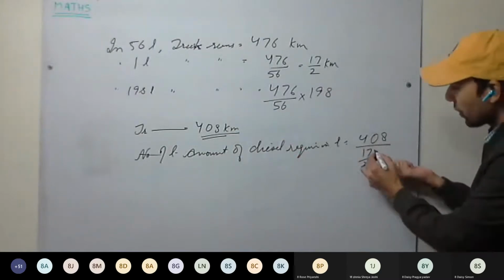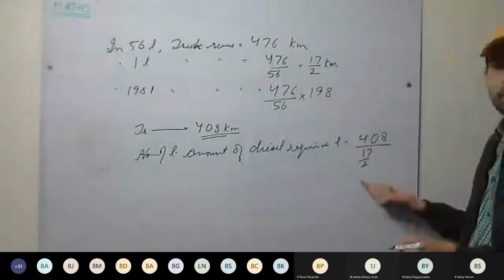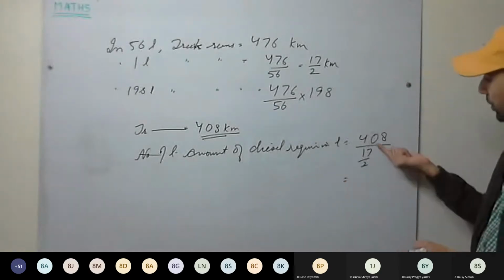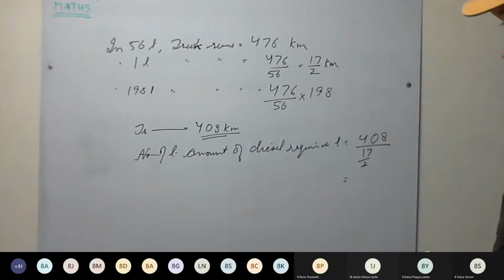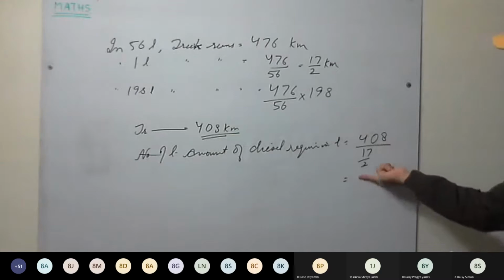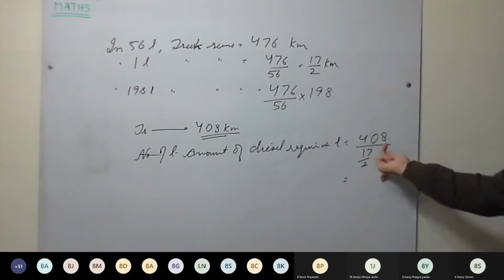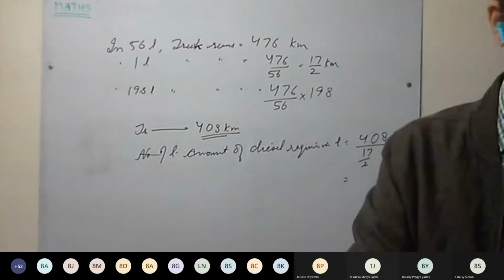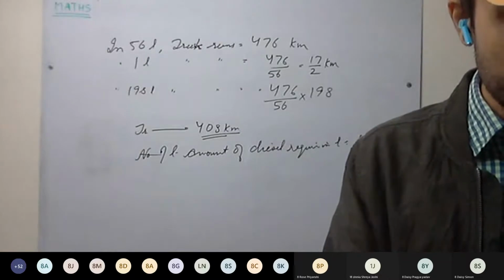408 divided by, in 1 liter, how much it runs? 17 upon 2. So the total amount of diesel in liters will come. 2 will go upwards, and 17 is cancelling, I think. You can calculate it. 24, 48. 48 liters is the answer. Any doubt in this question 4? If you have a doubt, ask now. Have you solved each one?